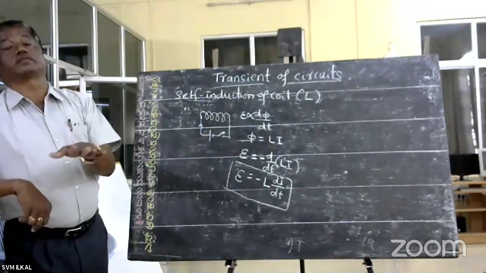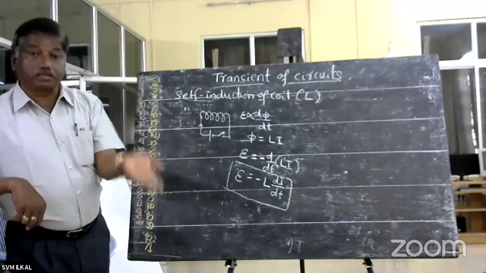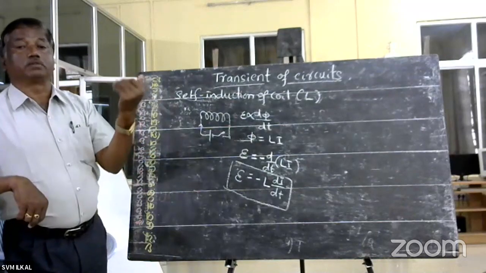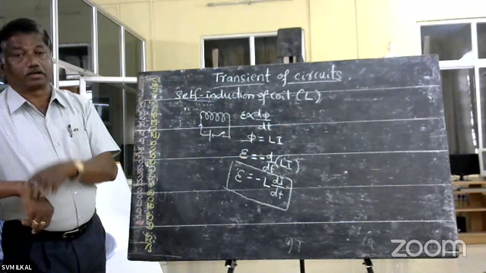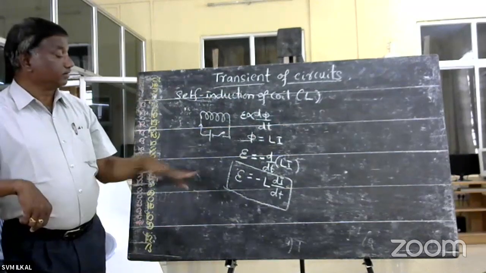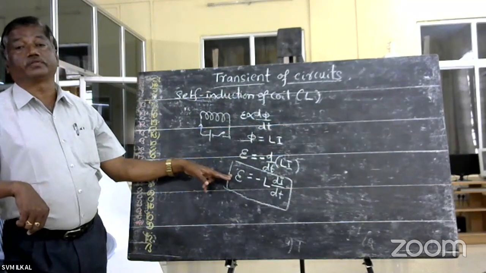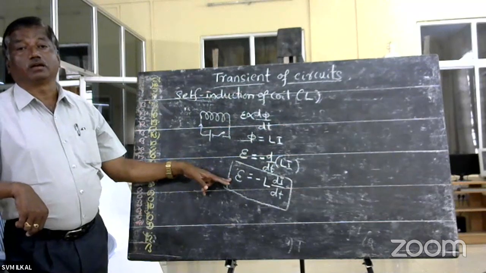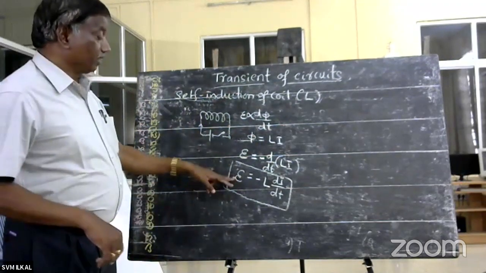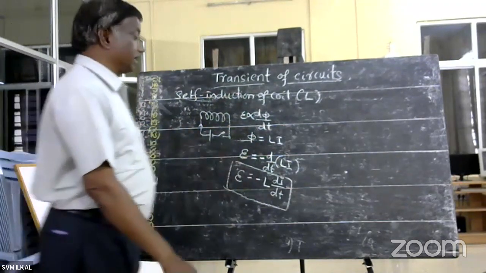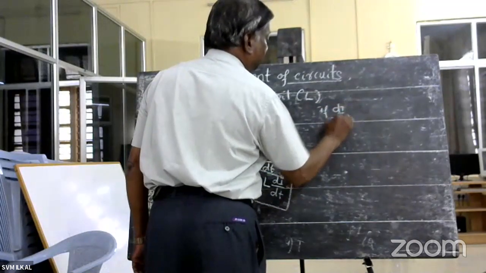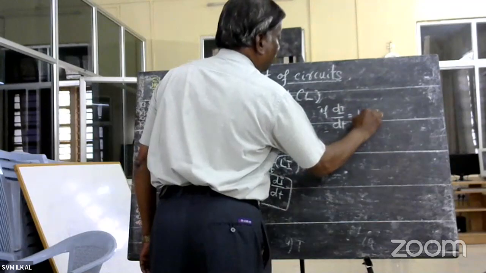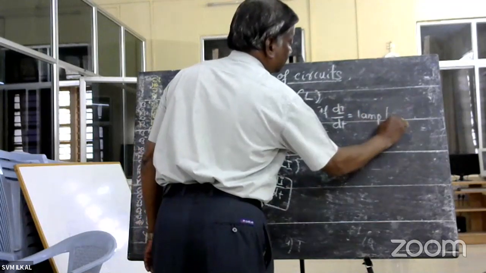There must be a change of current. Either the current may be increased in the circuit or the current may be decreased in the circuit. If there is a change of current, then only the EMF exists in the circuit. That's why the coefficient of self-induction can be defined as, if di by dt is equal to 1 ampere per second.